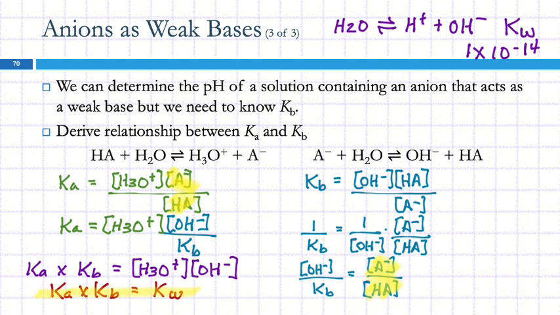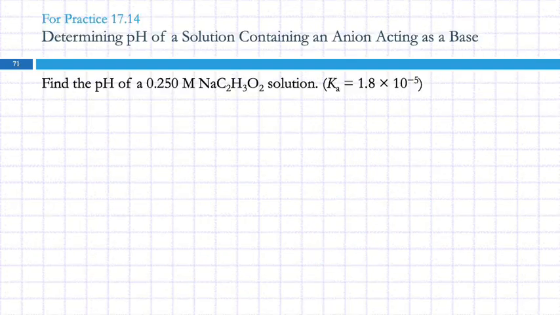So this is something that I believe is on the sheet with useful information for exams. Okay, so let's use that. Find the pH of a 0.250 molar NaC2H3O2 solution. Ka is 1.8 times 10 to the minus 5.